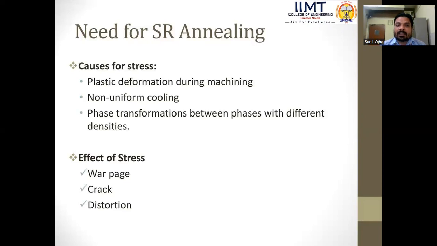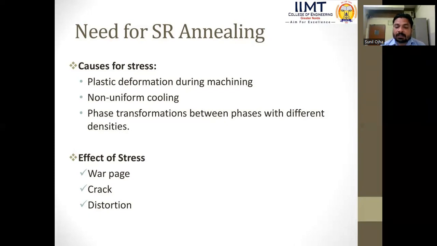Next is the need for stress relief annealing. Causes of stresses: how are these stresses caused? When there is a manufacturing process like forging, forming, or plastic deformation processes, during machining, or non-uniform cooling, internal stresses set up inside the material. Also phase transformation between phases with different densities. So these are the causes of the stresses stored inside the material.